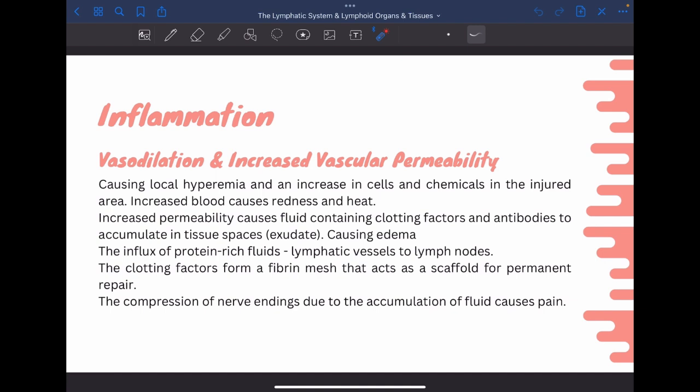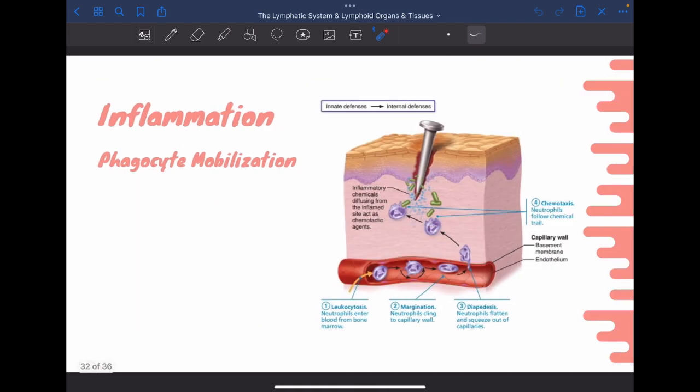Then what happens with the increased amount of the protein-rich fluid? It will cause the lymphatic vessels to bring more of that lymph up to the lymph node to further recruit and activate more cells. Then we also have the clotting factors that have left, which will act as a scaffold for repair. And as we said, the compression due to the fluid will result in pain.